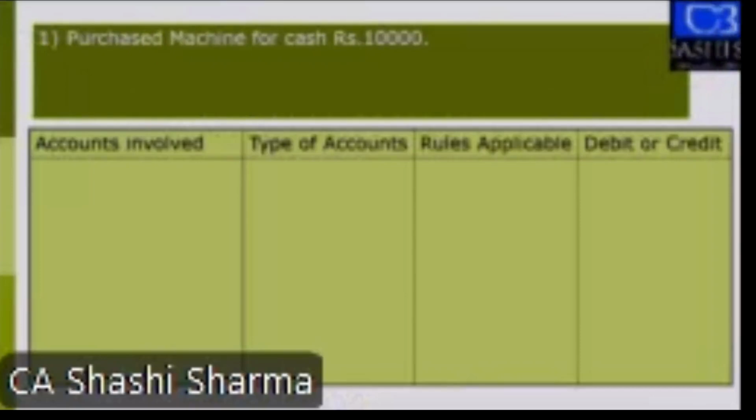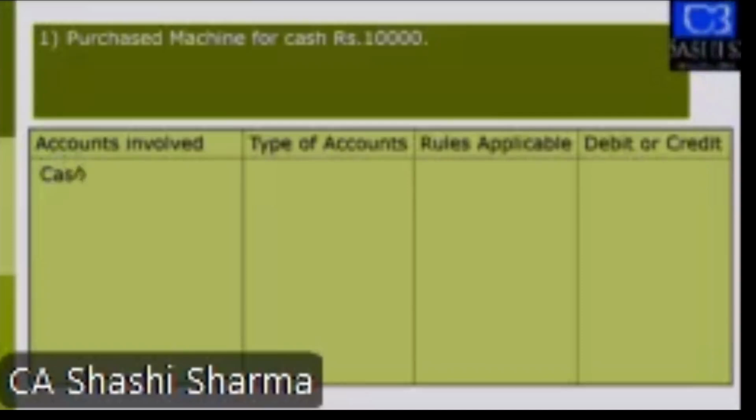Here is the example of a transaction. Some business purchased a machine for cash, rupees 10,000. Let's see the words written over here. One word is purchase, another one machine, next 4, then cash. There are 4 words in this sentence. So we have to decide about the 2 names, 2 things, which should be recorded in our books of accounts.